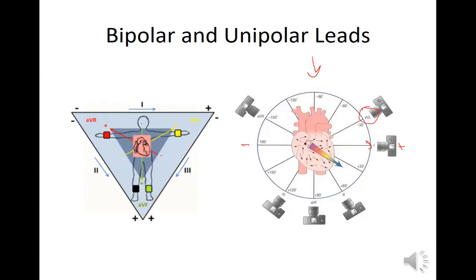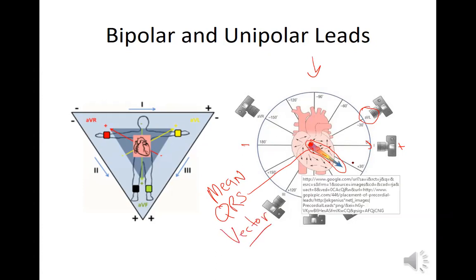So this nice big arrow is called what? No, it's from the SA node. That's where it starts. But what is the arrow called? What's the vector? Mean QRS vector. This is really important. And that's a normal vector. It looks like it's about 45 degrees. But look how close it is to lead 1 and lead AVF.